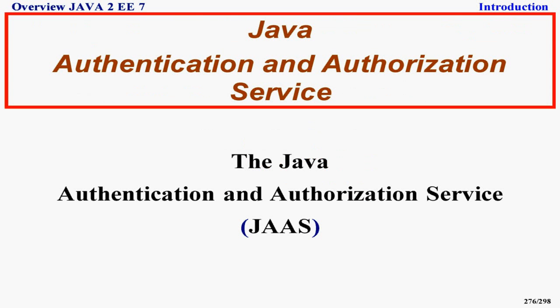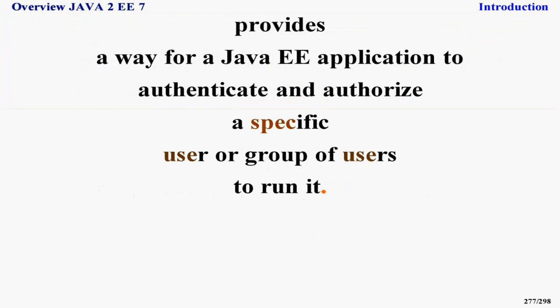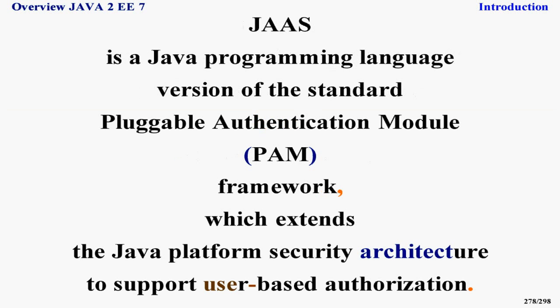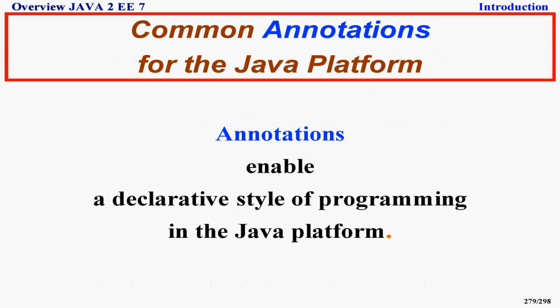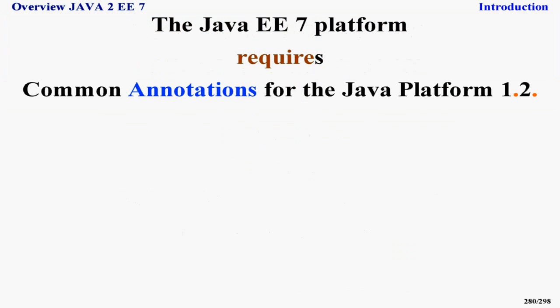Java Authentication and Authorization Service. The Java Authentication and Authorization Service, JAAS, provides a way for a Java EE application to authenticate and authorize a specific user or group of users to run it. JAAS is a Java programming language version of the standard Pluggable Authentication Module, PAM, framework, which extends the Java platform security architecture to support user-based authorization. Common Annotations for the Java Platform. Annotations enable a declarative style of programming in the Java platform. The Java EE 7 platform requires Common Annotations for the Java Platform 1.2.